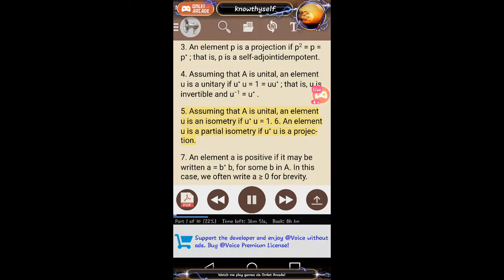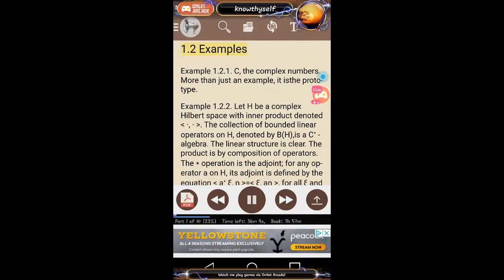5. Assuming that A is unital, an element U is an isometry if U*U equals 1. 6. An element U is a partial isometry if U*U is a projection. 7. An element A is positive if it may be written A equals B*B for some B in A. In this case, we often write A greater than or equal to 0 for brevity. 1.2 Examples.